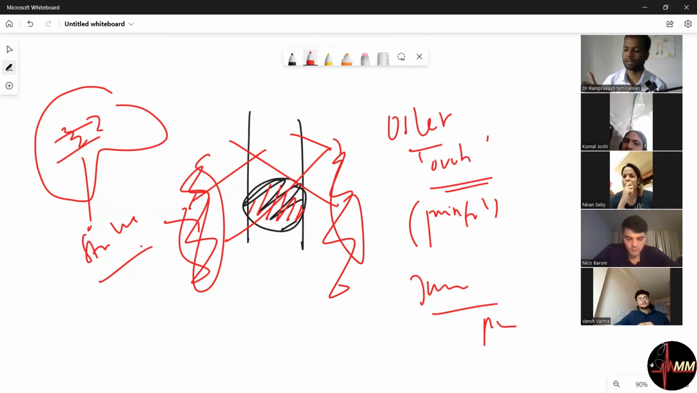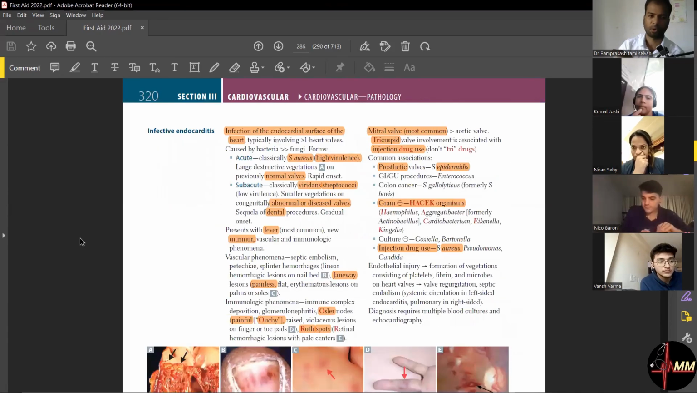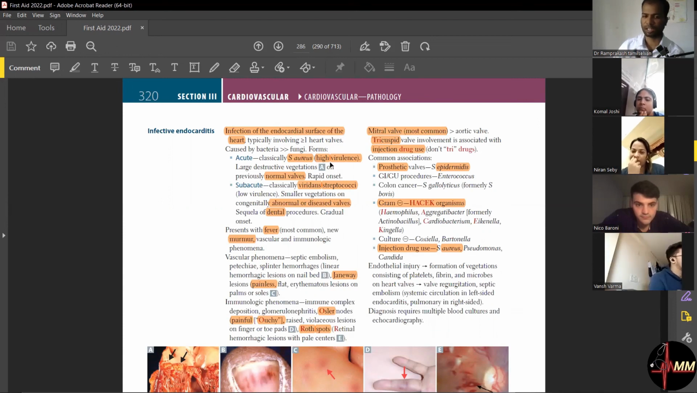And then any other important points, let's see the first stage. Oh yes, this is the one. See, all the highlighted information here is going to be very important. Infection of the endocardial surface of the heart is infective endocarditis. Staph aureus is a high virulence bacteria. It can affect the normal valves. Viridans streptococcus affects abnormal or diseased valves because it's a low virulence bacteria, and it's going to be some dental procedure or something like that. And this is the key.